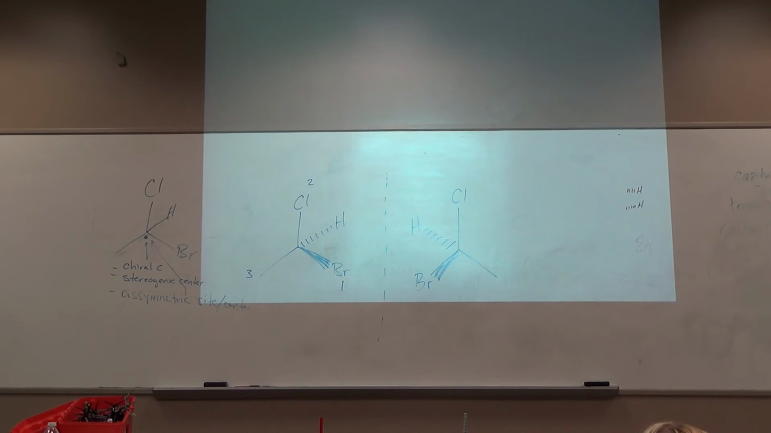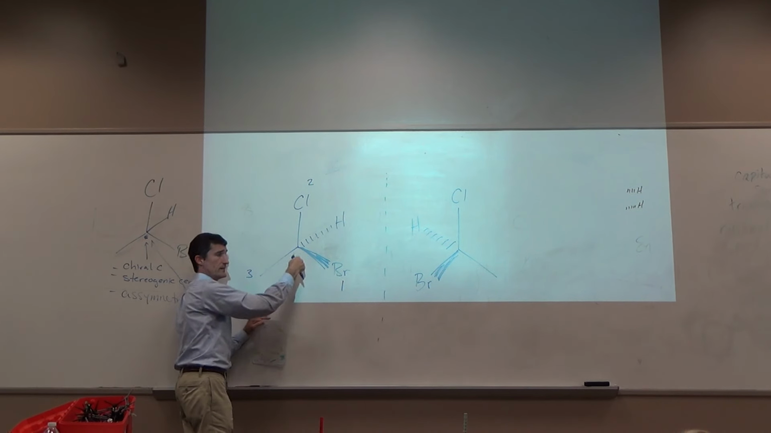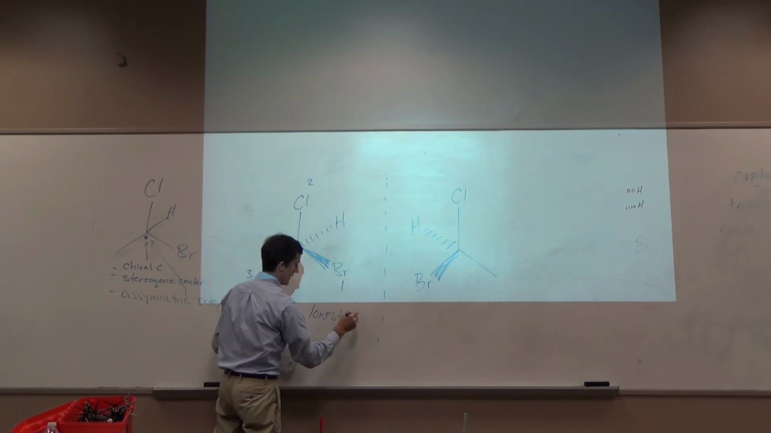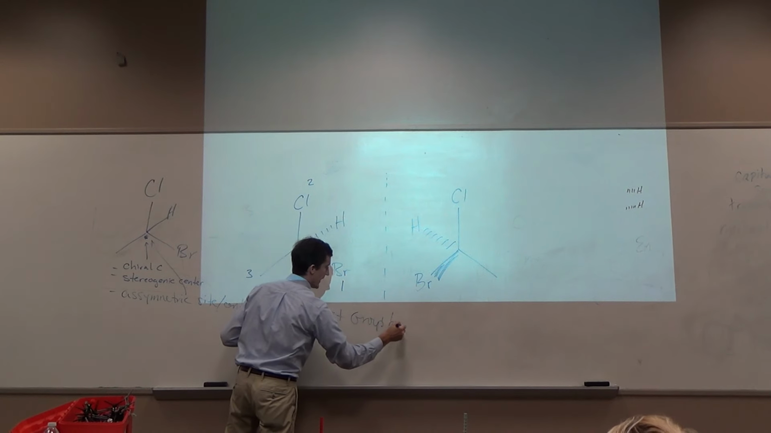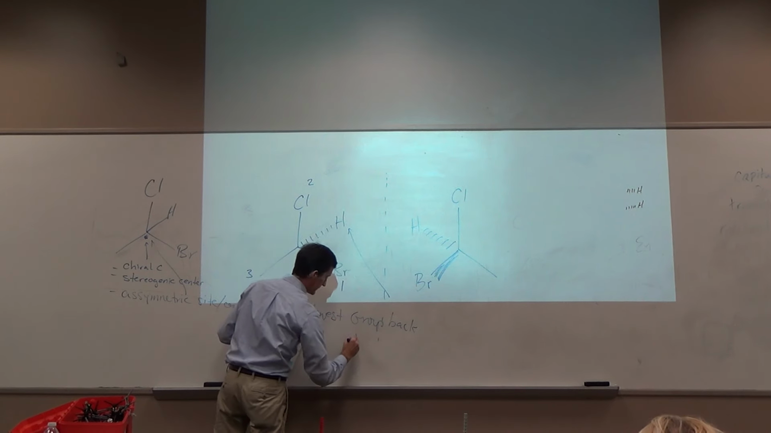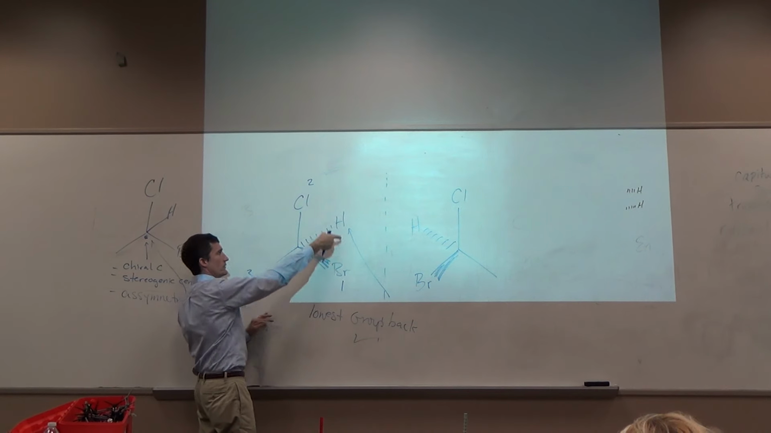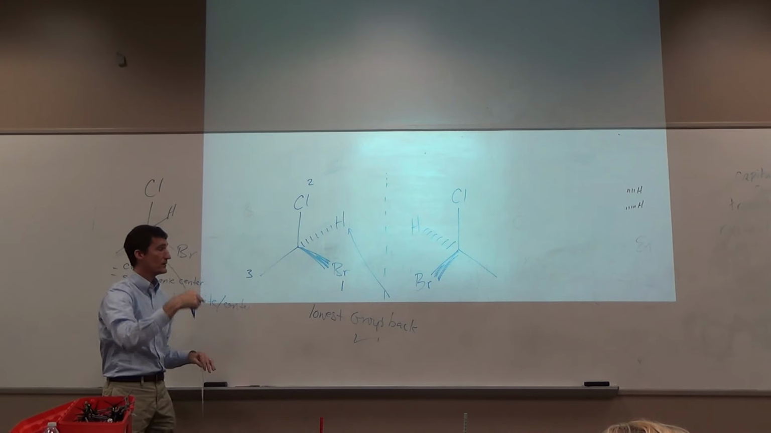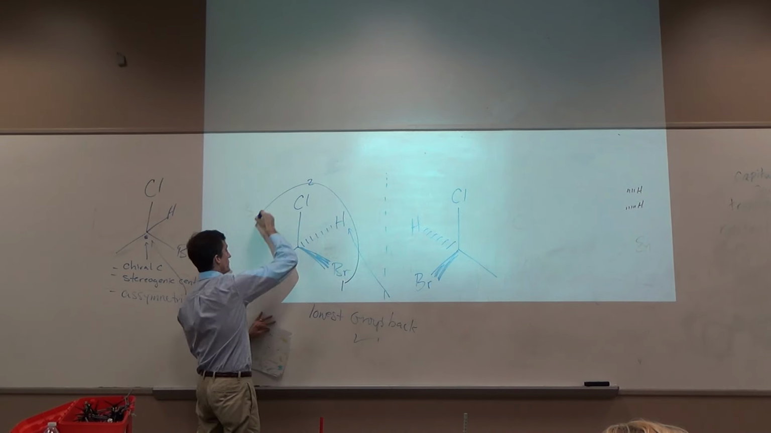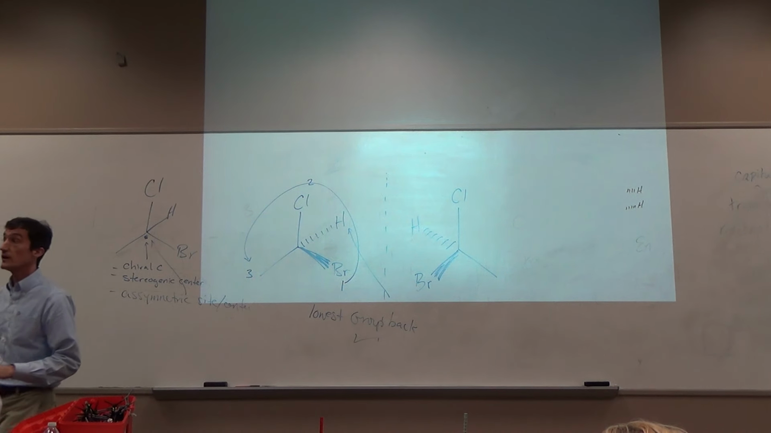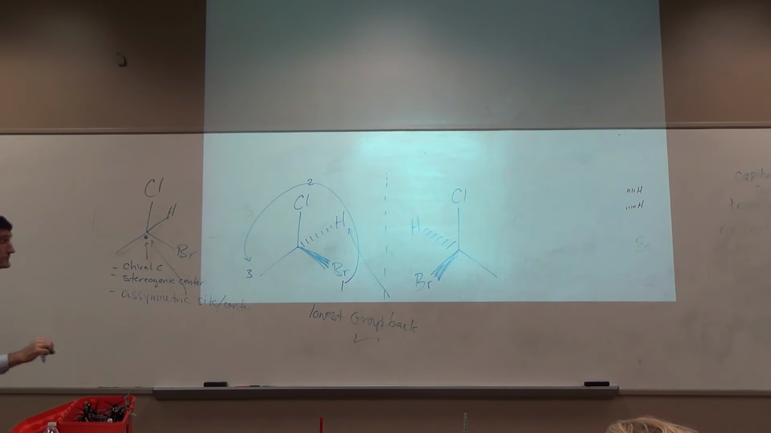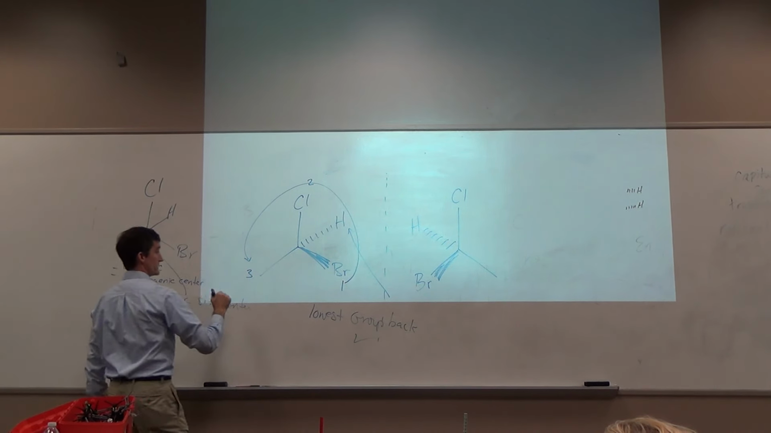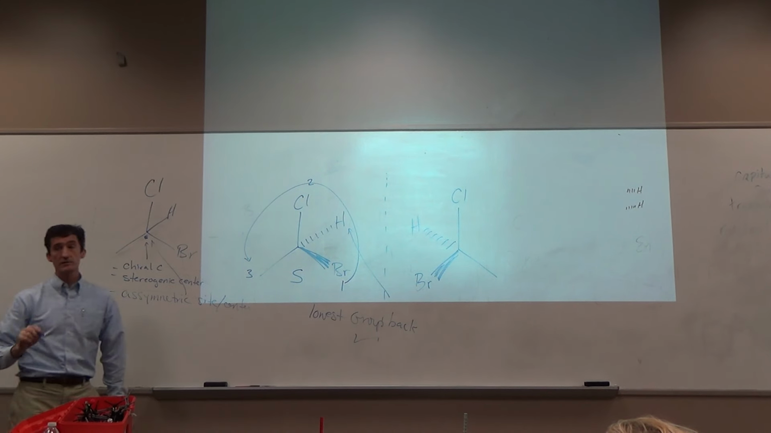1, 2, 3. Now, with the lowest priority group in the back, do we have the lowest priority group in the back? Yes. Lowest group back, check. We look at 1, 2, and 3. Is it clockwise on your paper or board, or counterclockwise? 1, 2, 3. It's counterclockwise. That will be S. S is counterclockwise.